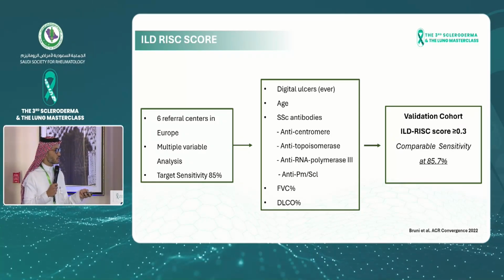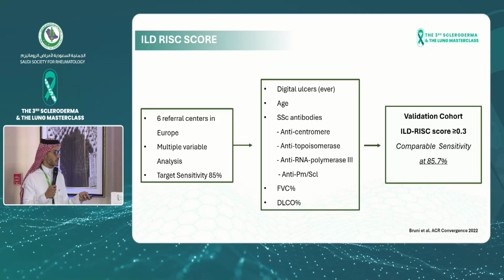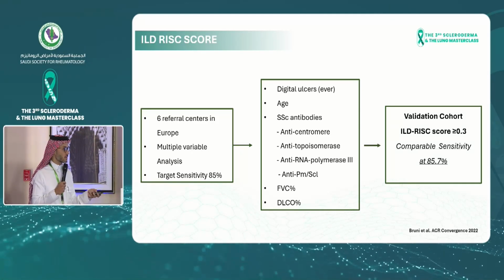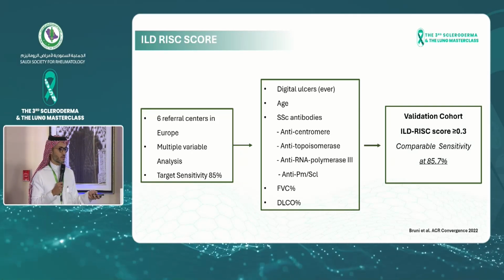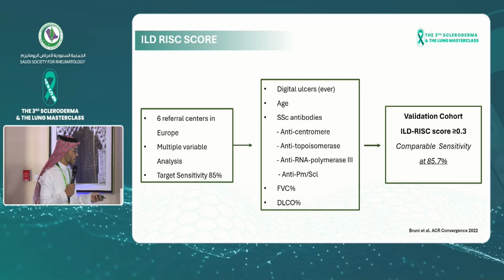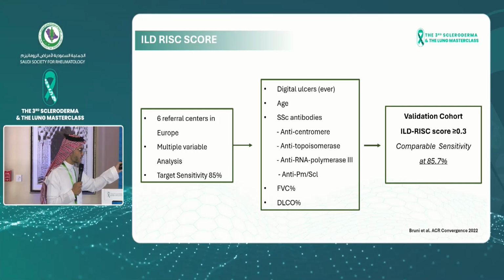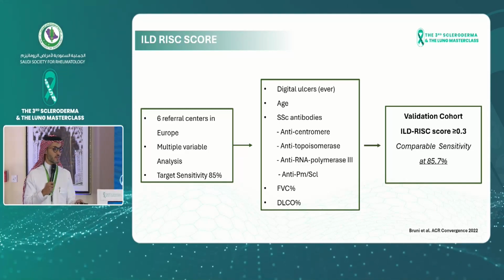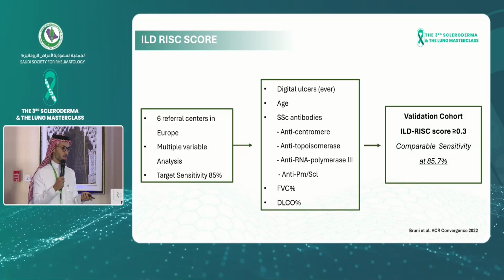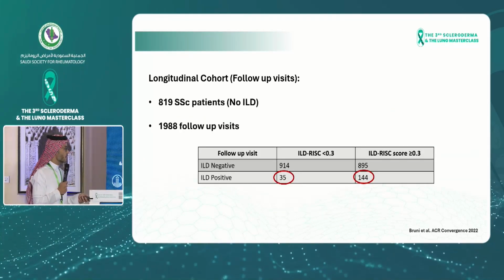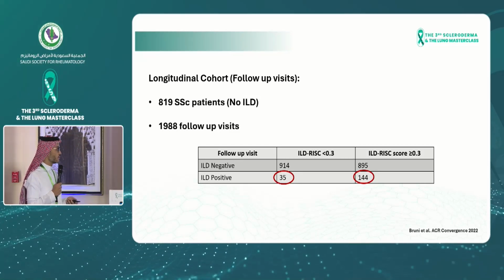And then they applied this to the validation cohort using an ILD risk score of more than 0.3%. And they had a good sensitivity of up to 85%. So at baseline, the derivation cohort and the validation cohort met the sensitivity of 85% using an ILD risk score of 0.3. They also tested it in the follow-up visits.